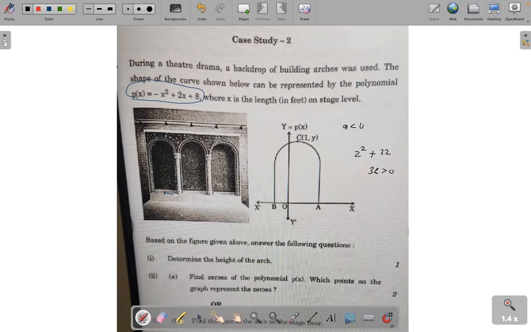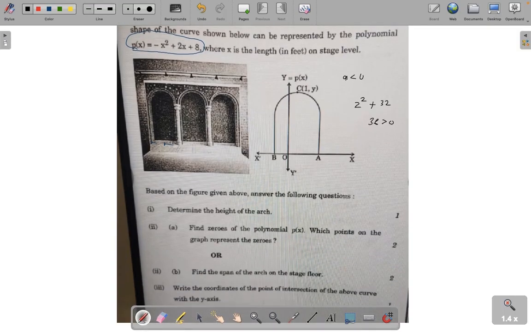So now, based on the given figure above, answer the following questions. The first question is to determine the height of the arc. Height would mean this, the height of the arc. You know the value of x is 1. If you just substitute 1 in this polynomial, y will be equal to p of 1. So this is the height of the arc.